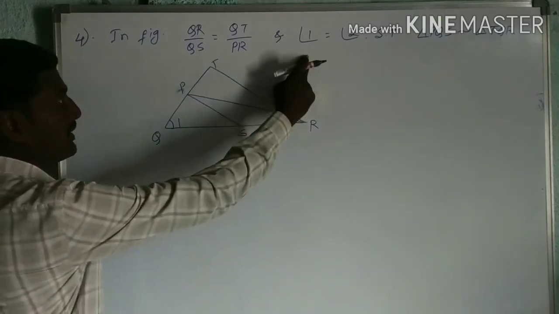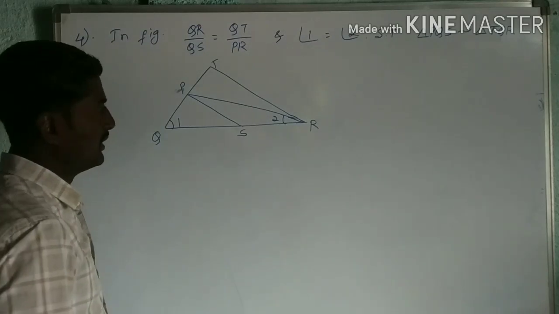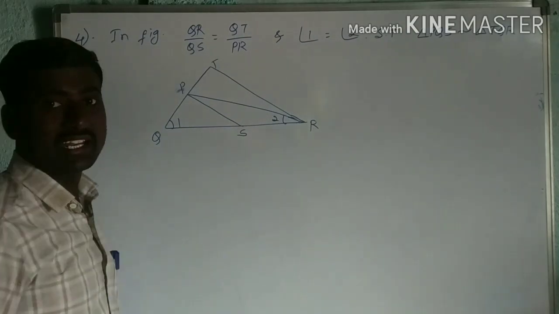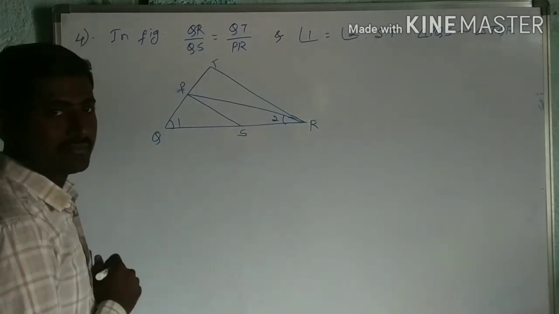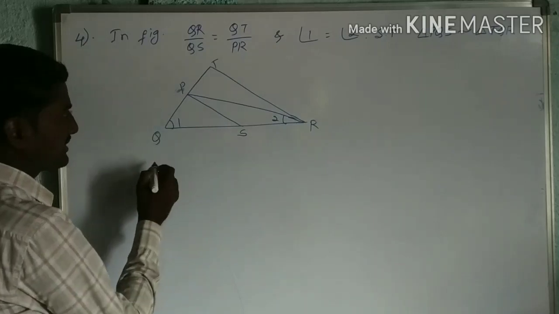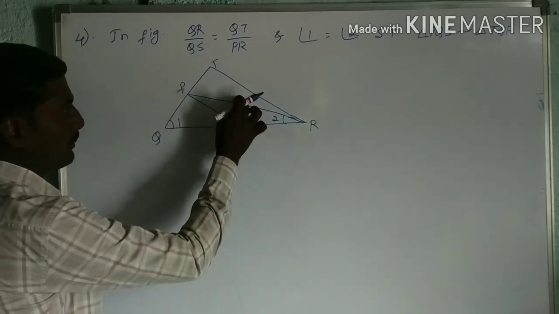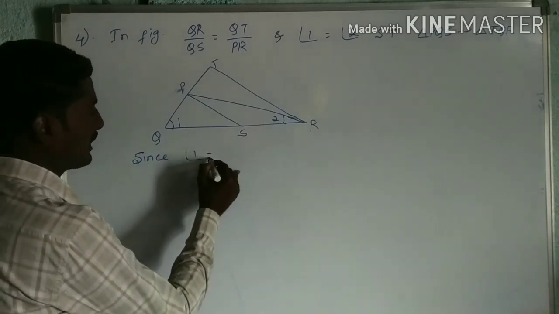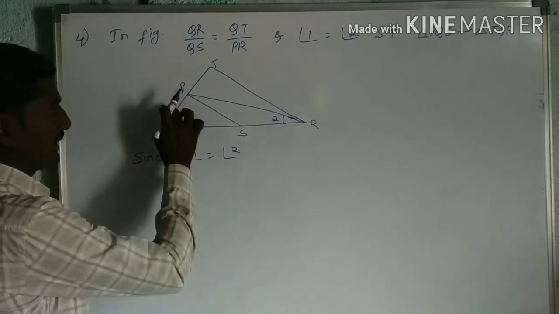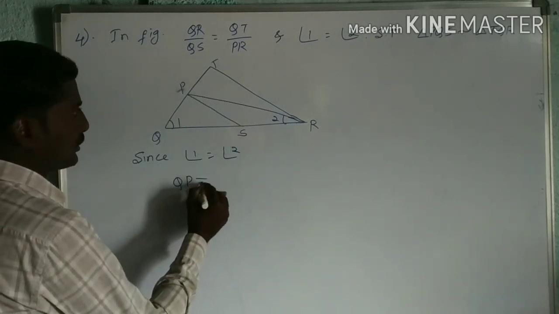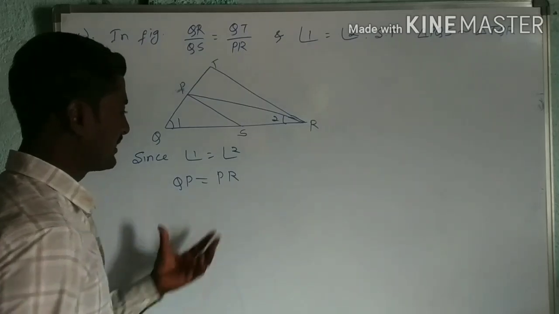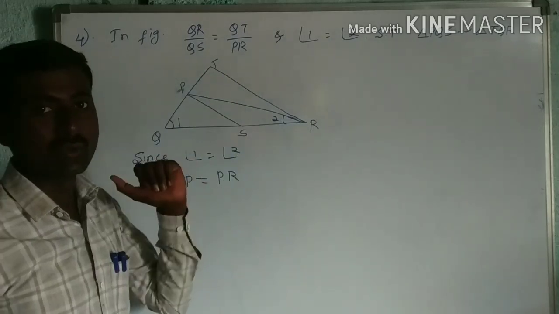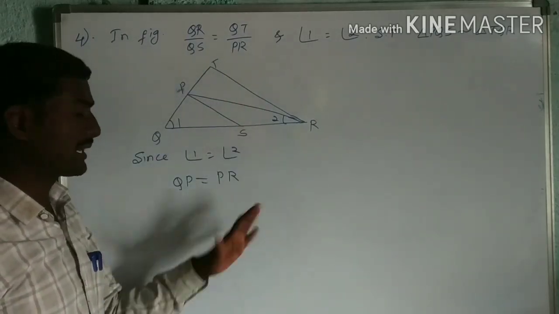In this diagram, angle 1 is equal to angle 2 is given. Now here, the sides opposite to the equal angles are equal. We know that condition. So by using that condition, I can say QP is equal to PR. Since angle 1 is equal to angle 2, QP is equal to PR, because the sides opposite to the equal angles are equal.